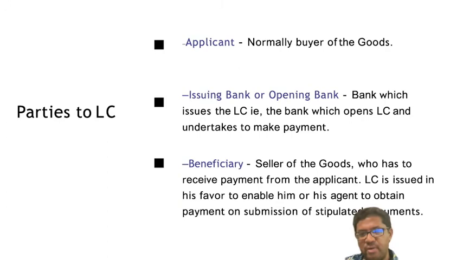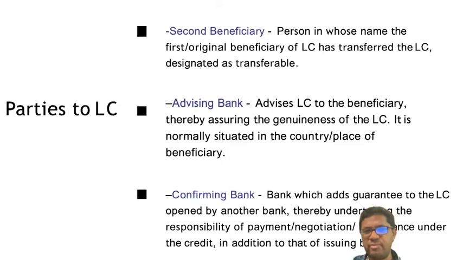And the beneficiary is normally very much aware of the terms and conditions of the LC, and they have to study and cross-check what the importer has included. So cross-checking is a very important job here. A scrutiny of LC terms and conditions is very important and critical. Otherwise, sometimes you might incur loss. A letter of credit is issued in the exporter's favor to enable him or his agent to obtain payment on submission of stipulated documents. Second beneficiary: it is the person in whose name the first original beneficiary of the LC has transferred the LC, designated as transferable.